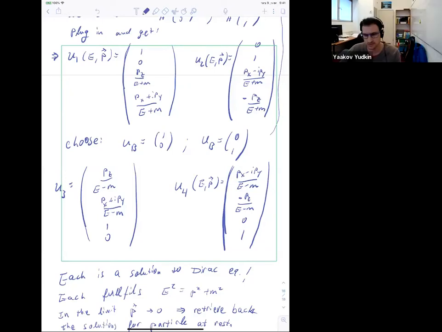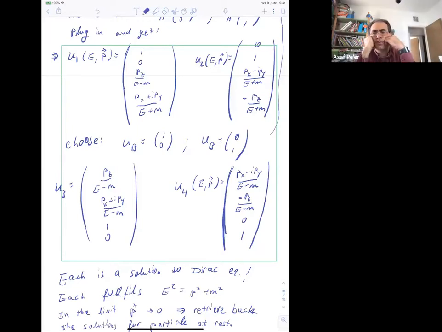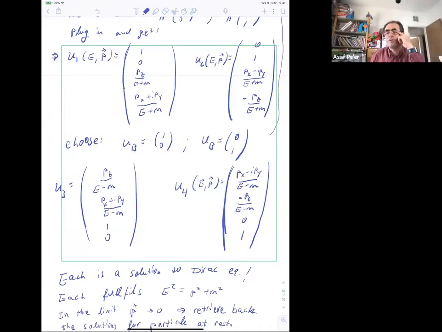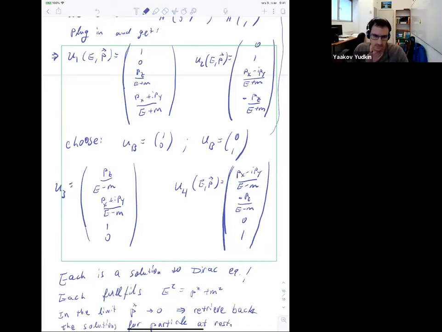Because P is a conserved quantity, it's not an external parameter I can tune in some way, right? P is the momentum of the particle in a given frame. So you're trying to mix solutions in different frames, which is of course illegal. Okay, I see what you're saying. Okay, thanks.